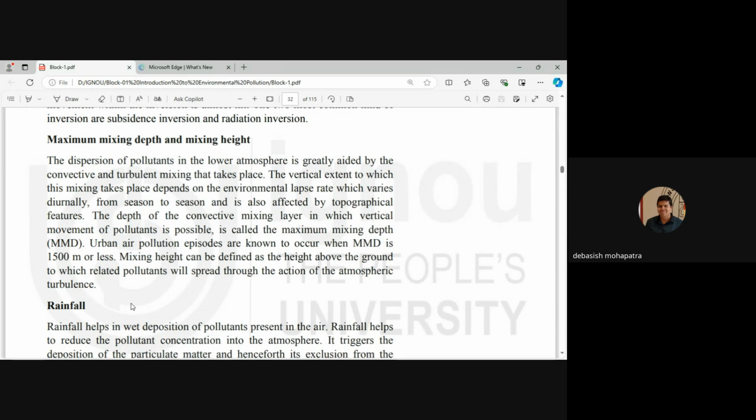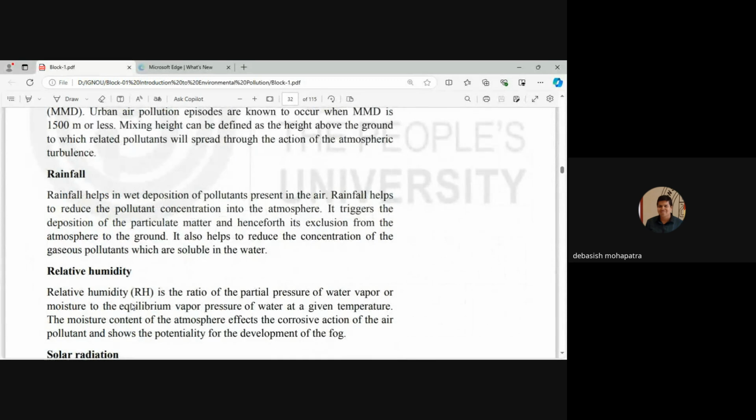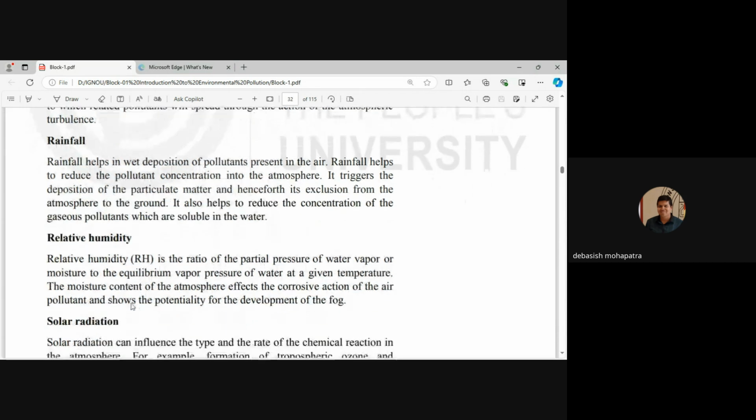The mixing height can be defined as the height above the ground to which related pollutants will spread through the action of atmospheric turbulence. Then rainfall, we all know what is rainfall, and it helps in the wet deposition of the pollutant present in the air. Rainfall helps to reduce the pollution concentration in the atmosphere. It triggers the deposition of the particulate matter and hence its exclusion from the atmosphere to the ground. And it is helpful to reduce the concentration of the gaseous pollutants which are soluble in water, and they fall in the form of acids and everything.